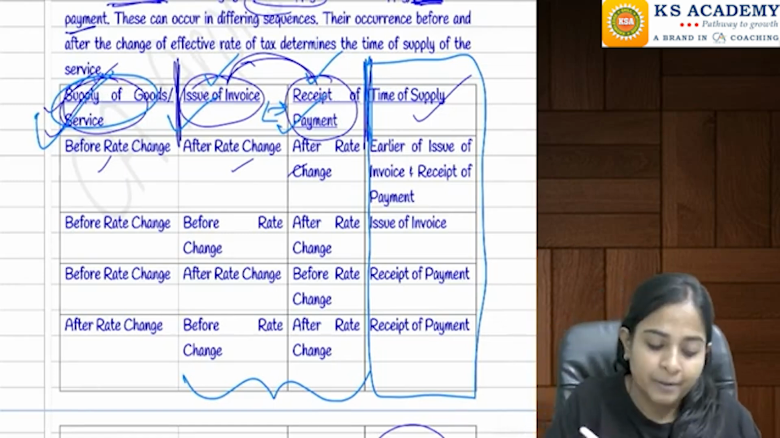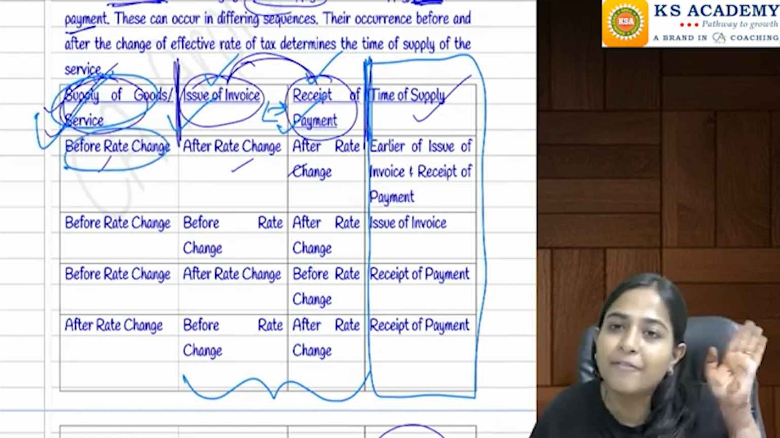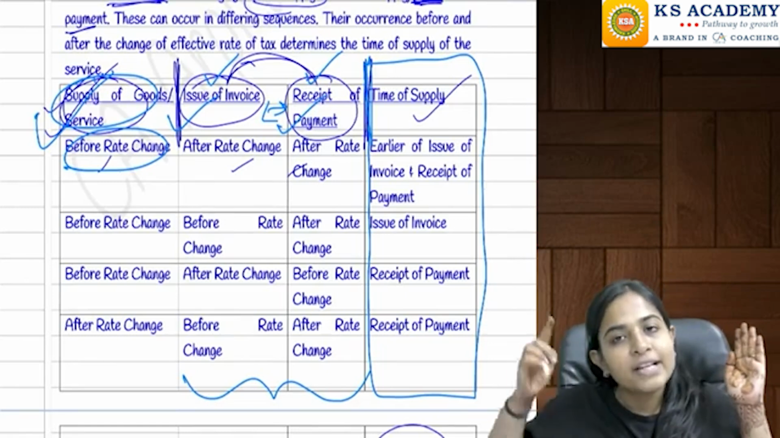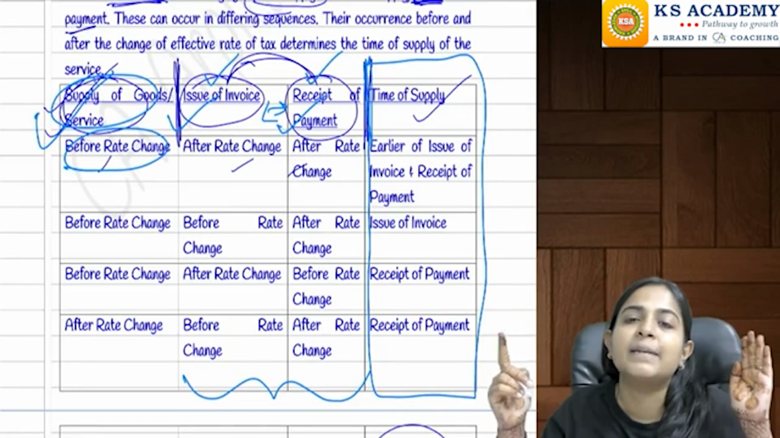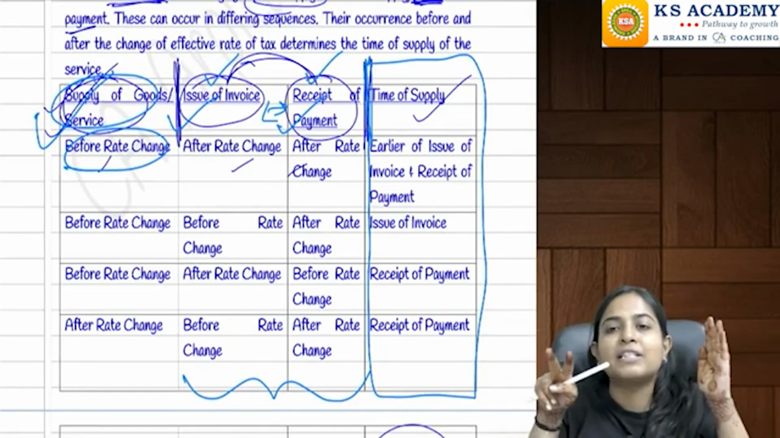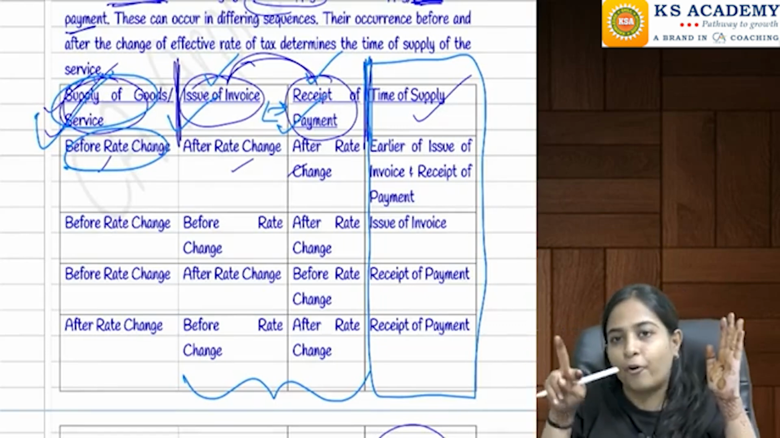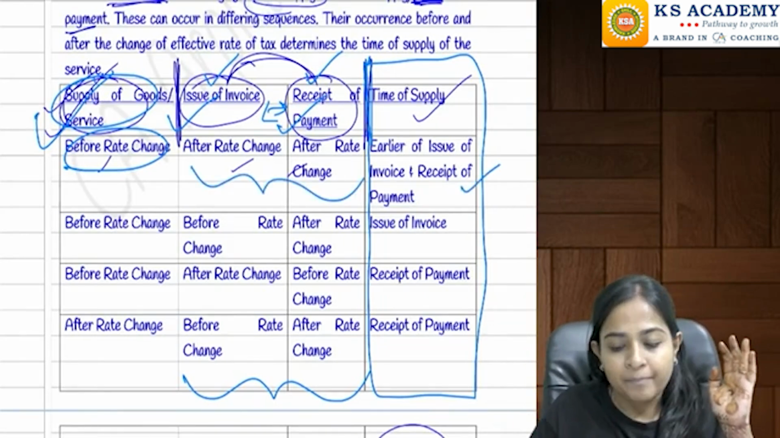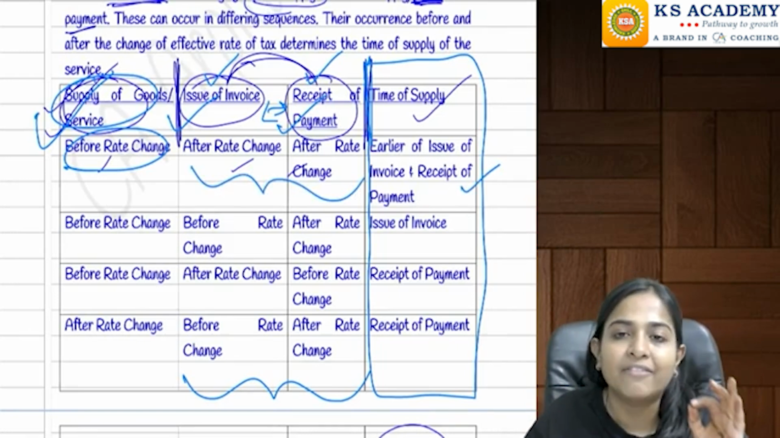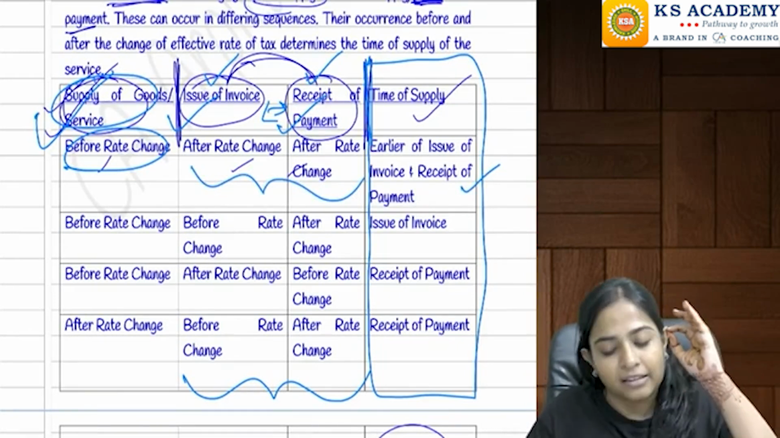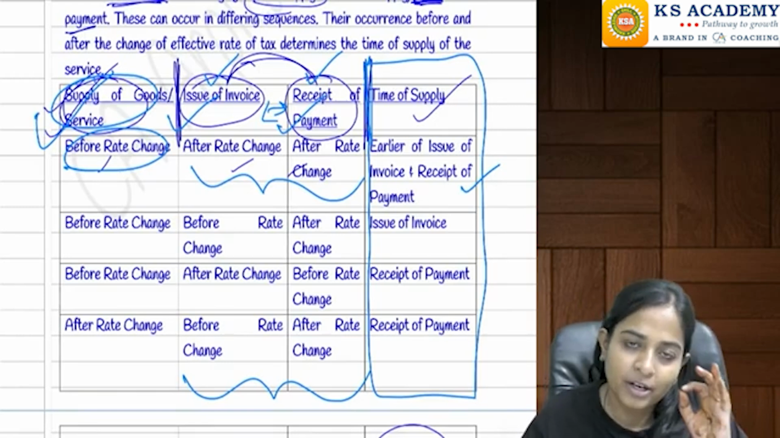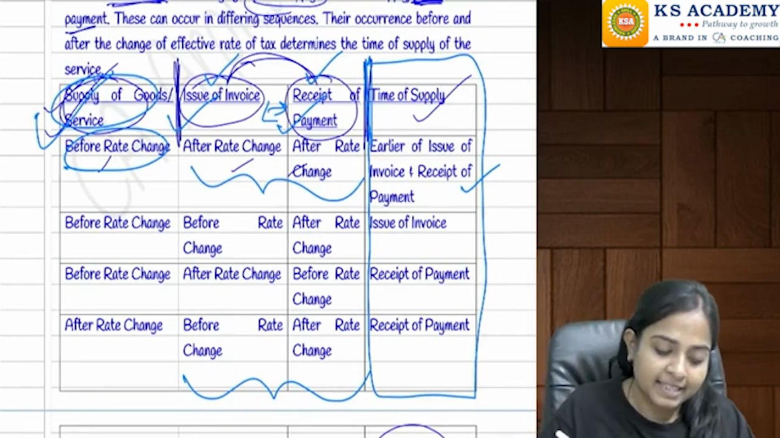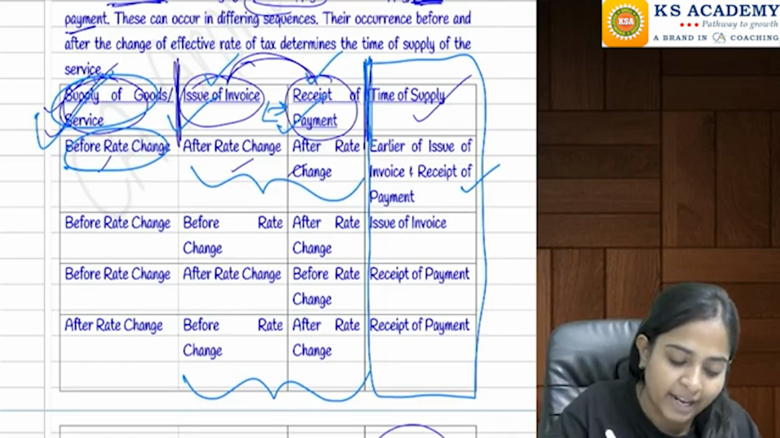Now let's say supply of goods happened before, but the invoice and the receipt of payment are after. Can we say supply is not matching with any of these? This is before, but these two are after. So out of these two, whichever is earlier, that will become your time of supply, and that will be your rate of tax. On that day, whatever was the rate of tax, that will be the effective rate of tax. Next one, try to understand the next one, everyone.